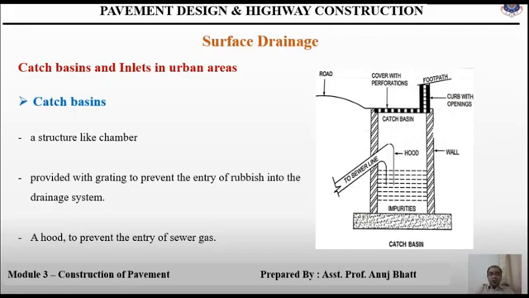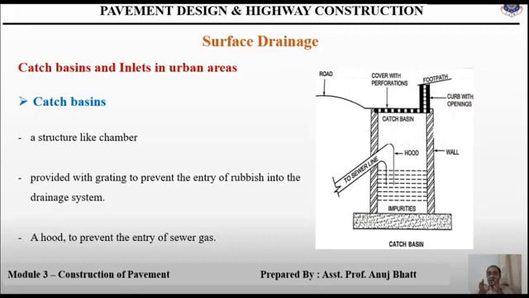In urban roads, because of the limitation of land width and also due to the presence of footpaths, it is necessary to provide underground longitudinal drains. The catch basins are a structure like a chamber that is constructed on a sewer line. The water from the pavement surface is collected in the catch basins and it is discharged to the sewer drain. So probably these catch basins are connected with the sewer drainage line.